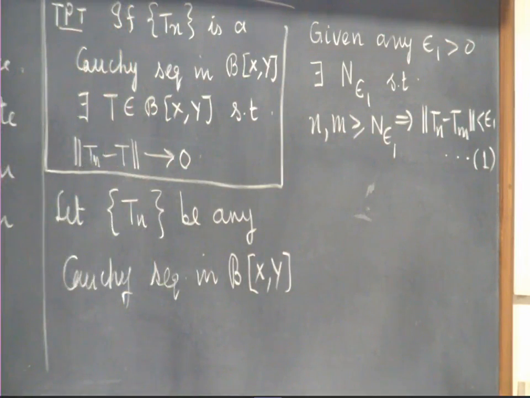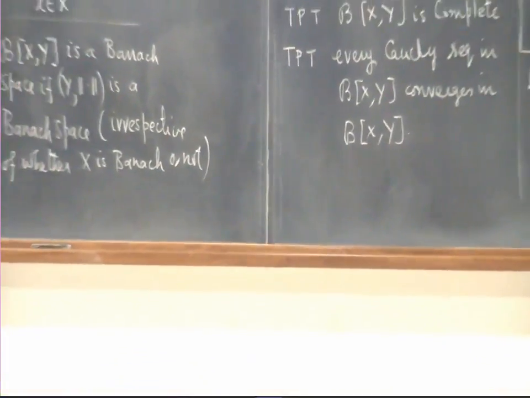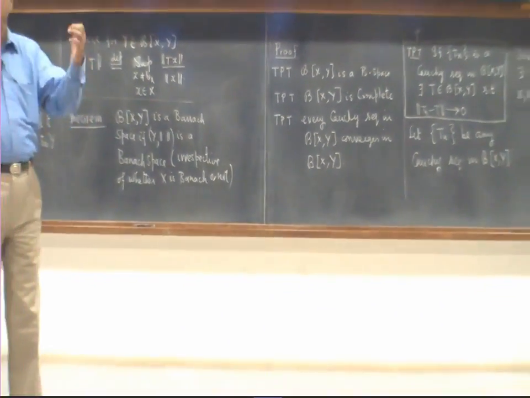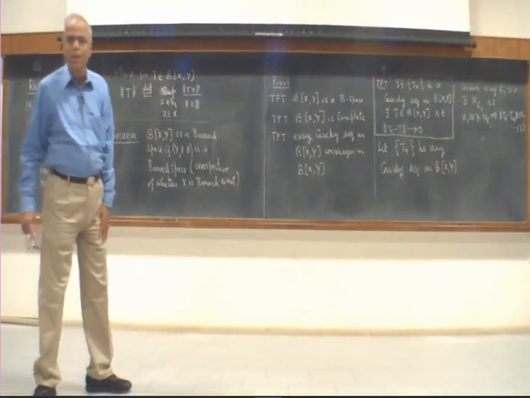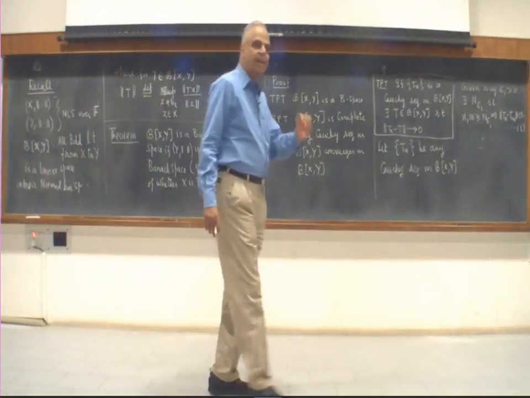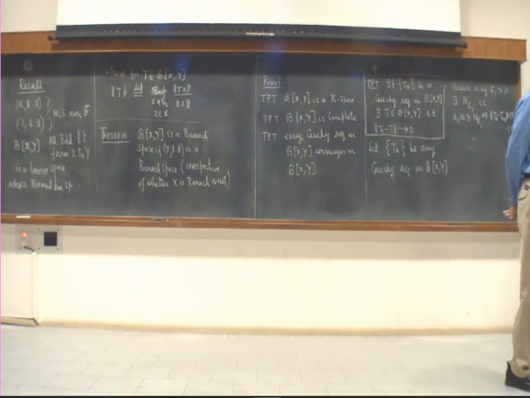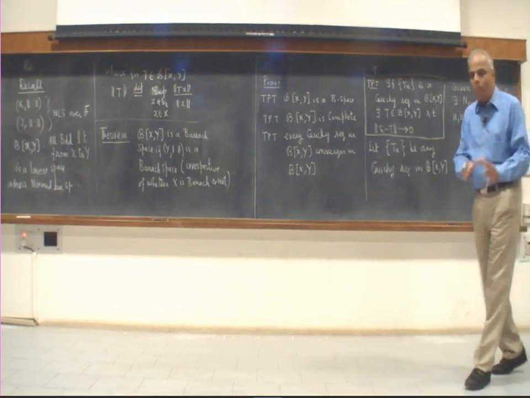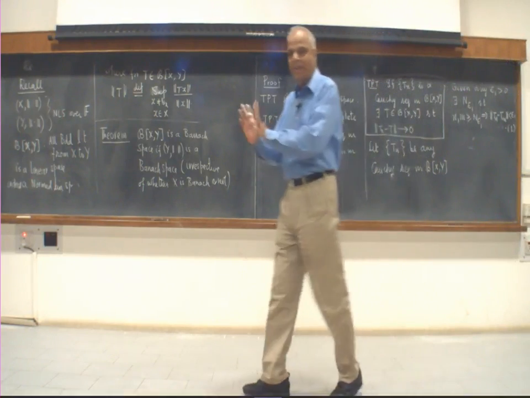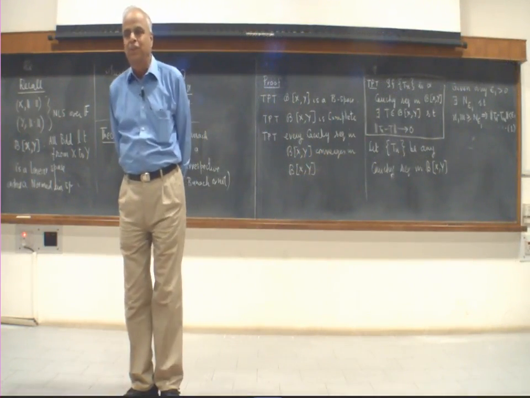So, what is this T I am looking for? It should be in B(X,Y). It must be a bounded linear transformation from X to Y. So, first of all, it must be a transformation from X to Y. Therefore, it must transform a vector in X to a vector in Y. That is the minimum thing that it should do.